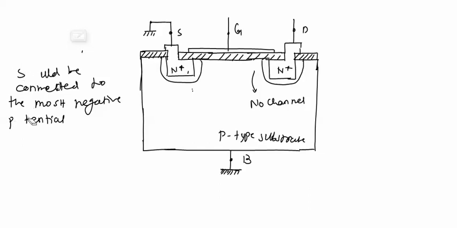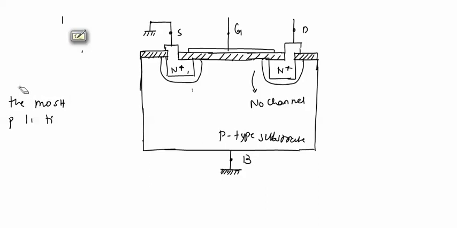So now we will bias this enhancement type MOSFET. If we want conduction in this type of MOSFET, then we will have to create a channel between source and drain terminal. Means from source to drain there should be a channel, so that conduction can start in this type of MOSFET.